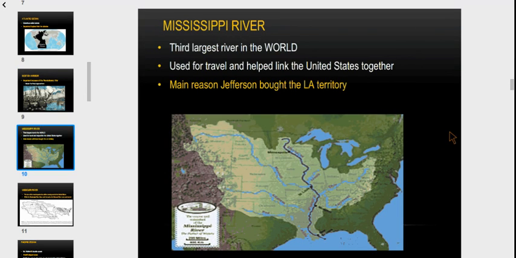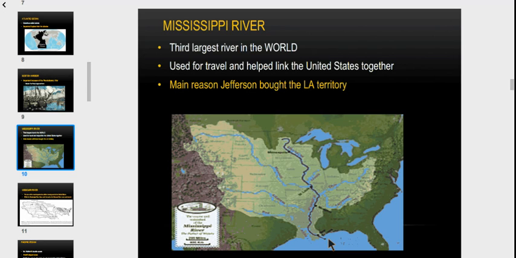The Mississippi, the mighty Mississippi, it is the third largest river in the world. It's used for travel and help link the United States together. The Mississippi River, along with the port of New Orleans, is the main reason why Thomas Jefferson bought the Louisiana Territory. Obviously, New Orleans being right here, and the Mississippi River being this darker blue that runs all the way down, basically splits the United States in half.